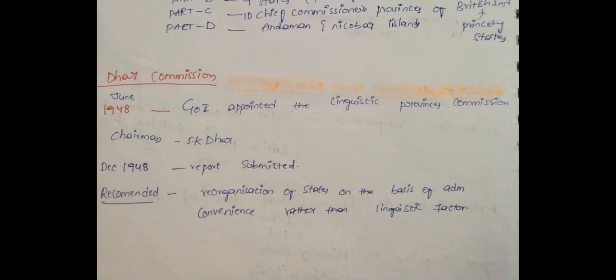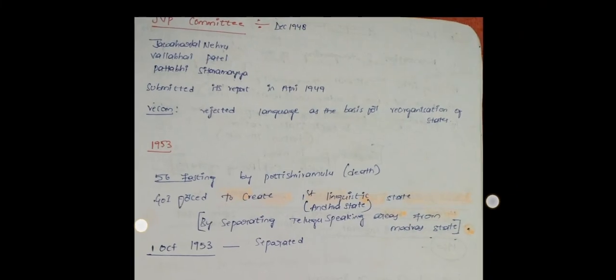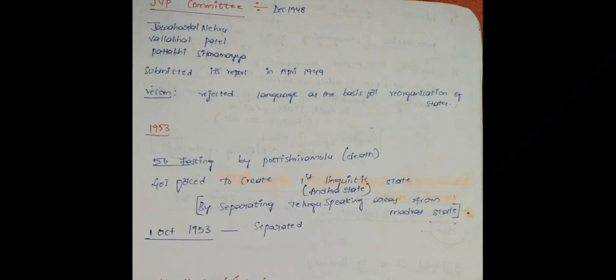The recommendation was reorganization of states on the basis of administrative convenience rather than the linguistic factor. This was not well received, and they created another committee, the JVP committee. It consisted of Jawaharlal Nehru, Vallabhbhai Patel and Pattabhi Sitaramayya, and hence it was popularly known as the JVP committee. It submitted its report in April 1949, and it formally rejected language as the basis of reorganization of the states.